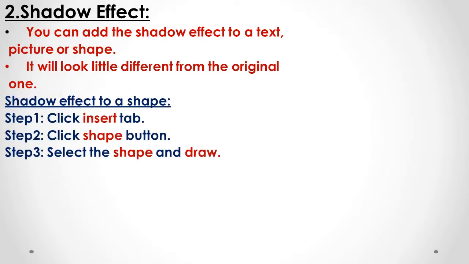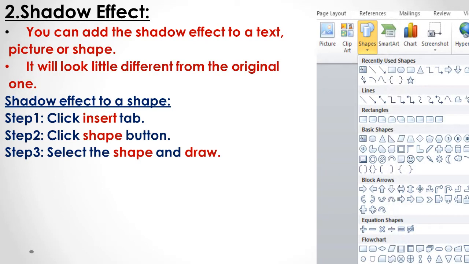Step 1, click Insert tab. Step 2, click Shape button. Step 3, select the shape and draw. How to select it? Step 1, you need to click on the Insert tab. The Insert tab is present on the home page only, right? Next, step 2, click Shape button. You can see this window. In this window, I have already selected the Shape button.